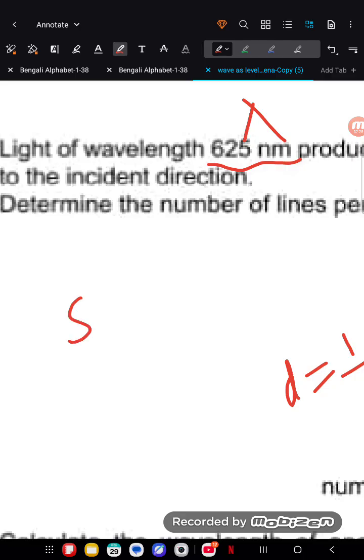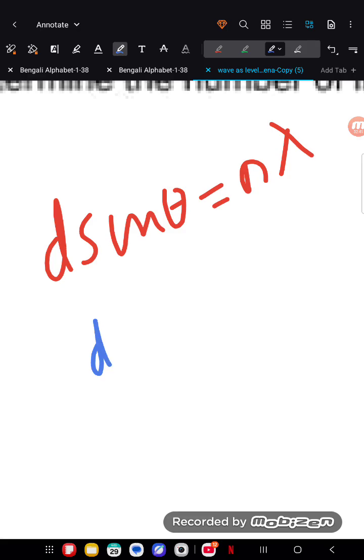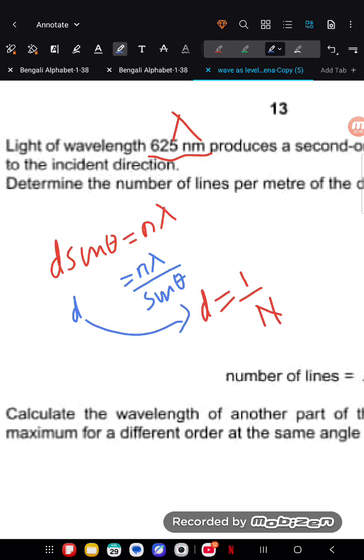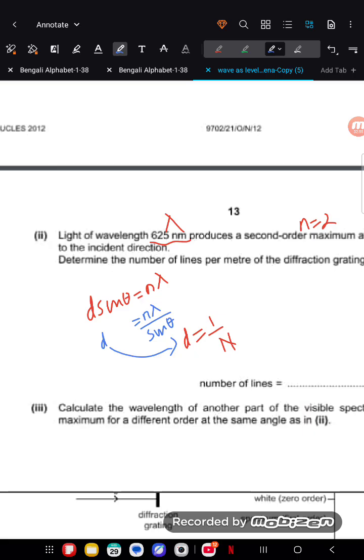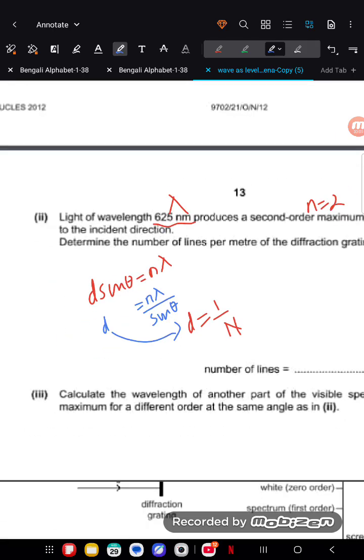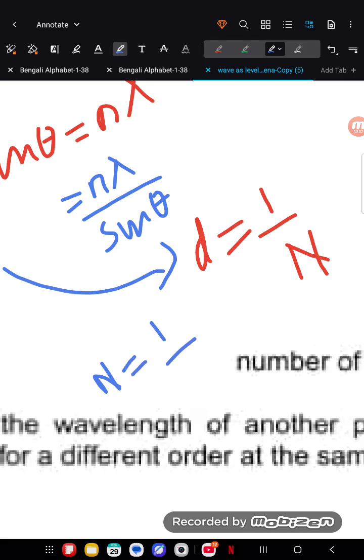The formula is d sine theta equals n times wavelength, right? So we have to find d here. First find d, so make d the subject, so that will be n times wavelength divided by sine theta. When you get d, substitute here and get the N. So what will be the N? N will be 1 by d, right?